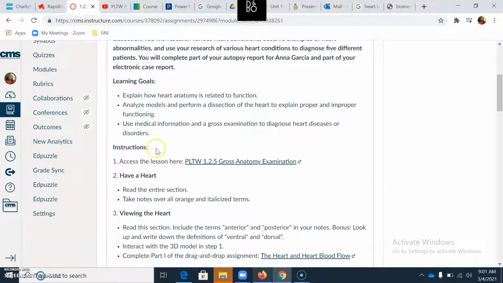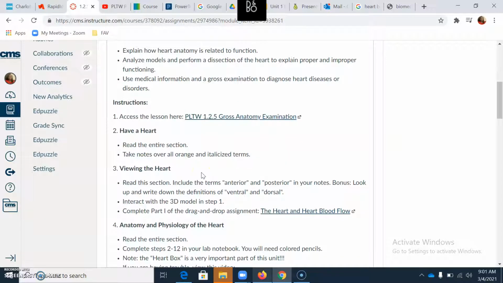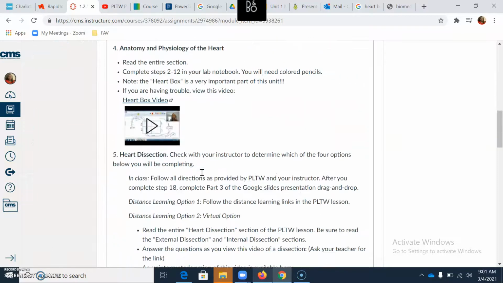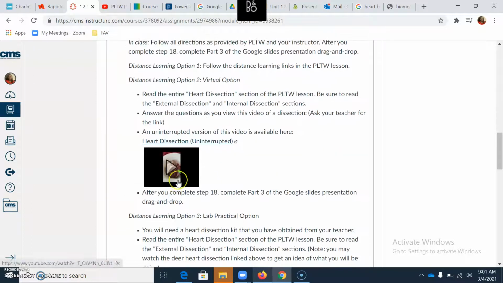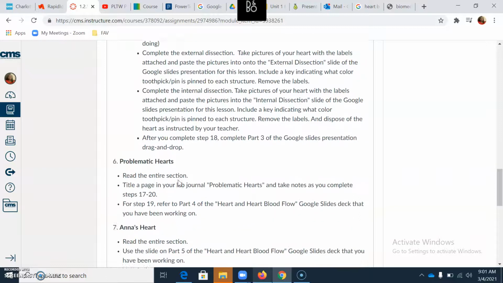And that is what you're going to turn in. You're going to turn in that heart box picture. We're not going to focus too much on all of the other stuff. But you can watch this video about the heart dissection and kind of see what that looks like.